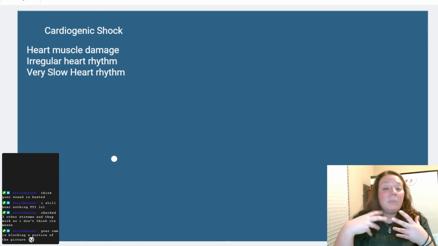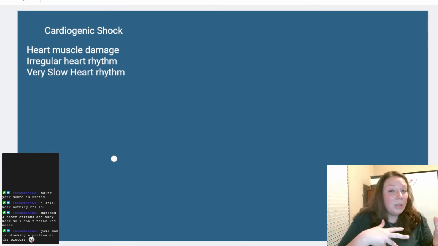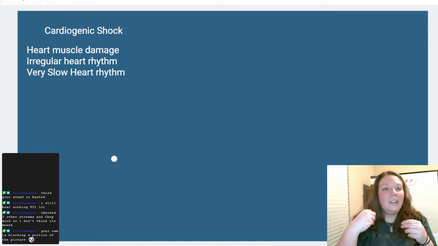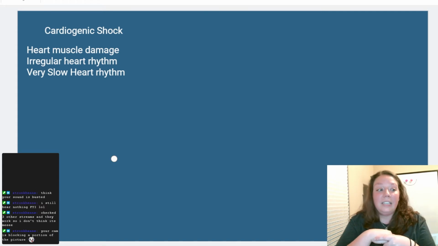So maybe you have the blood there and your heart is pushing blood, but it's not pushing blood fast enough for the rest of the body to get the oxygen it needs. So that's cardiogenic shock mainly.